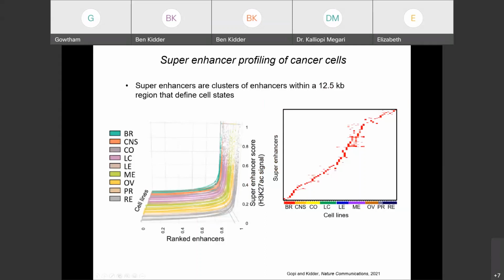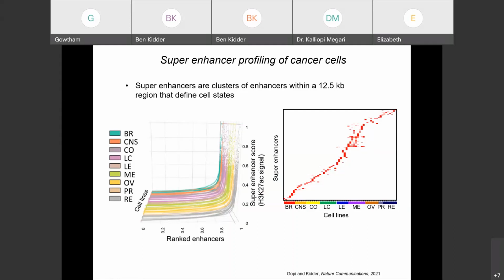So we identified these from the super slope plot. So these are going to be these points above the region where the slope is around 1. So basically these regions. And if we cluster these super enhancers shown here, we can see that these are basically cell type specific. There's not really an overlap of super enhancers between each of these cell types. So these can be used to really identify individual cells.